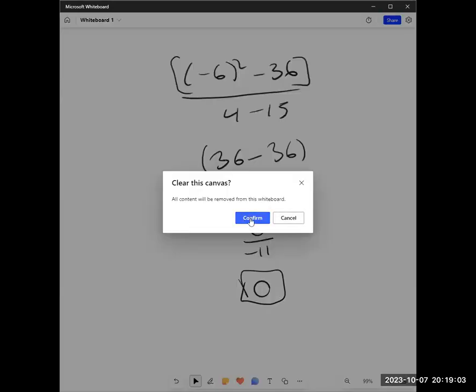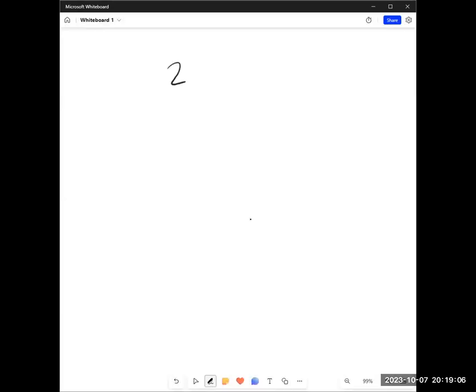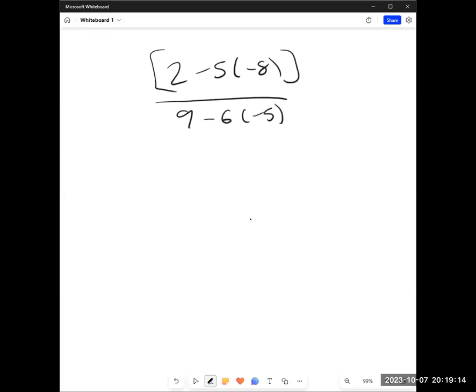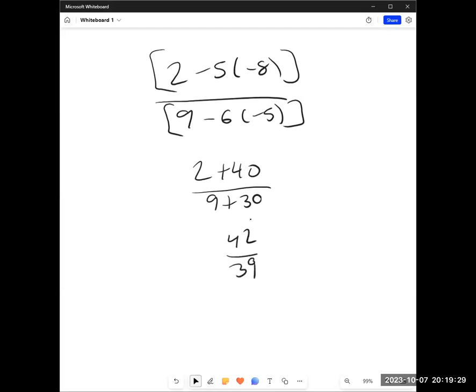One last problem in this video. 2 minus 5 times -8 over 9 minus 6 times -5. We're going to take care of the multiplication in the numerator and denominator first. This is going to be 2 plus 40 over 9 plus 30. That'll be 42 over 39. And that doesn't simplify.